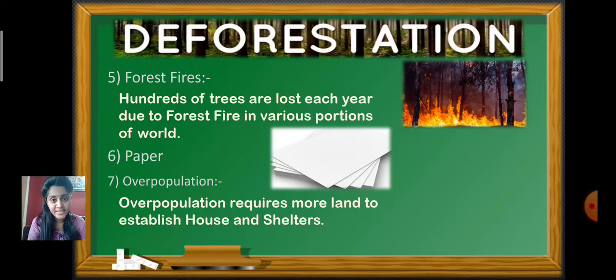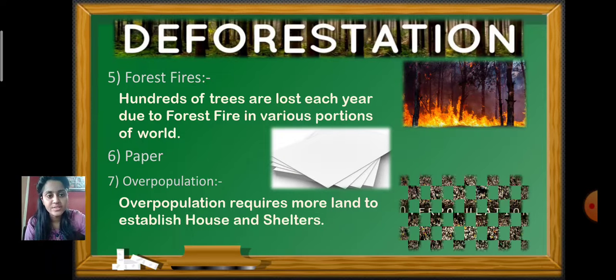Overpopulation needs more land. Suppose, same example, we are living in a city, the population is very high and the space to live is less. So we have to build buildings for people to live in. Yes or no? Yes, it causes deforestation.